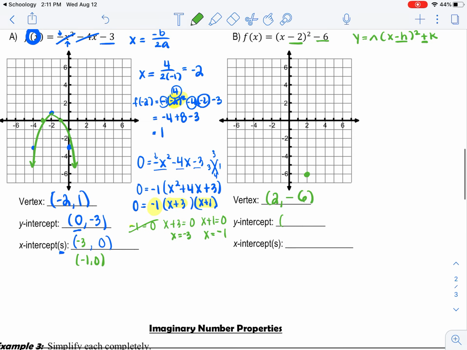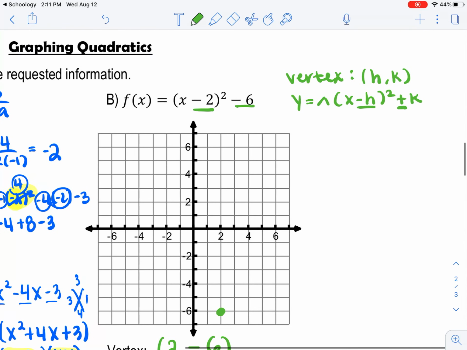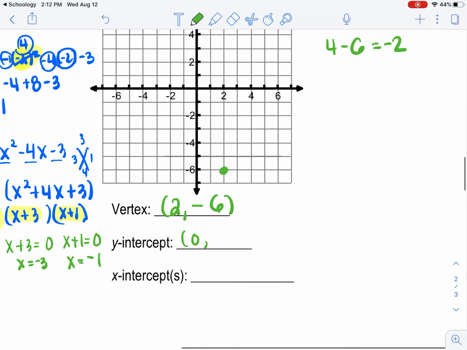All right, now I need the y-intercept. So y-intercept, plug in 0. Plug in 0 for x and see what you get for y. So I'm plugging in 0 here. So I have 0 minus 2, square it, minus 6. That's negative 2 inside the parentheses. Negative 2 squared is positive 4, minus 6, which is negative 2. So 0, negative 2.